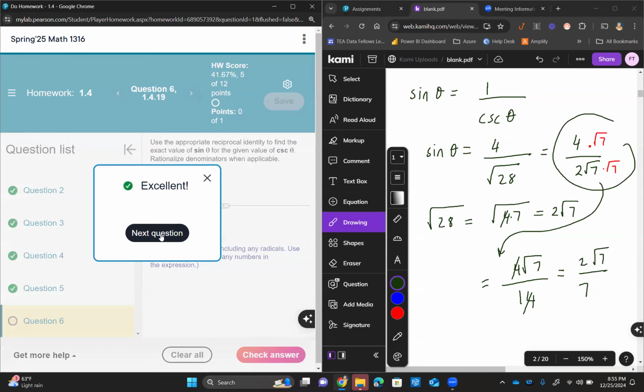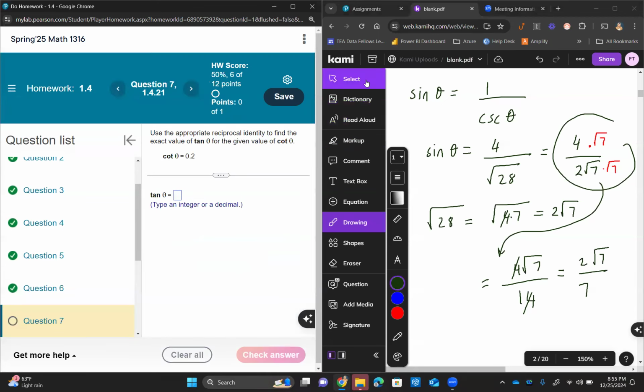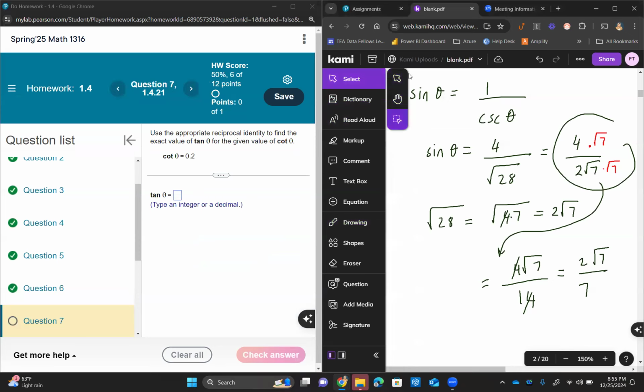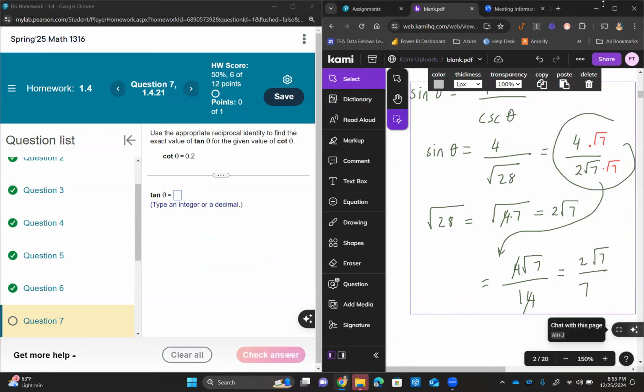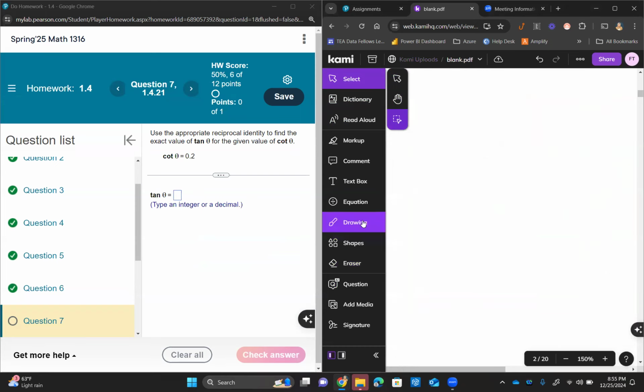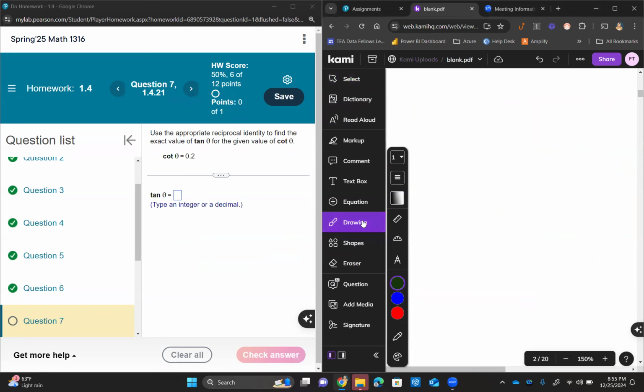That's how we do question 6. For question 7, we have the cotangent of theta, and we want to find the tangent of theta. Now, we already know that tangent of any angle is always equal to 1 over cotangent of theta, because tangent and cotangent are co-functions. So the value of one of them will be the reciprocal of the other one.